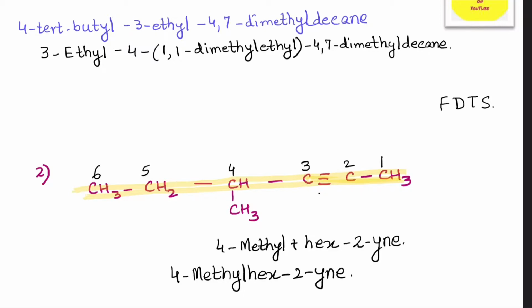Please remember, the IUPAC name is written as a single word. Only a hyphen separates the number and the alphabet, wherever it is, either before or after there's a hyphen, whereas between two numbers there's always a comma, right? Okay, so you got it right, and there goes the second smiley of the day.